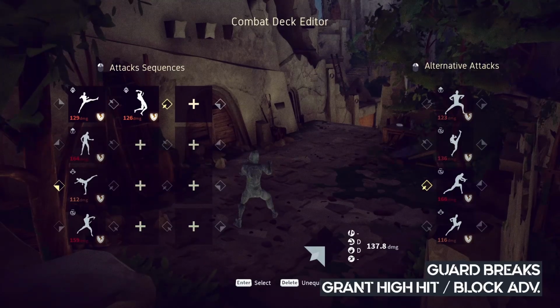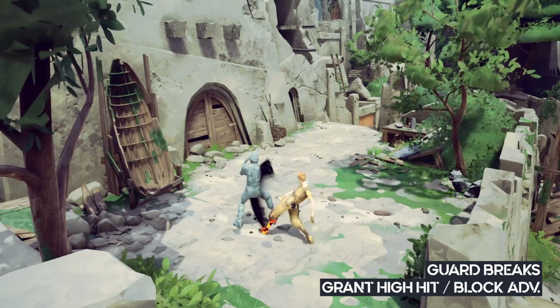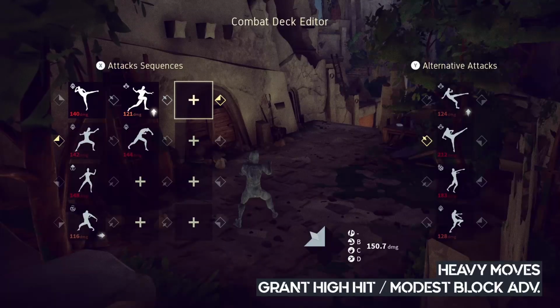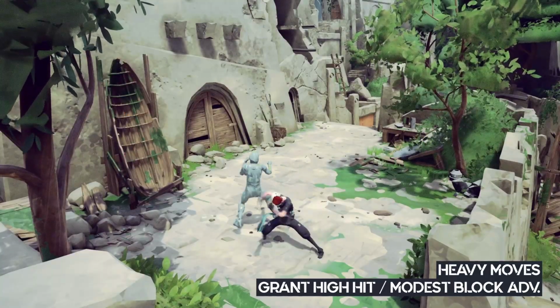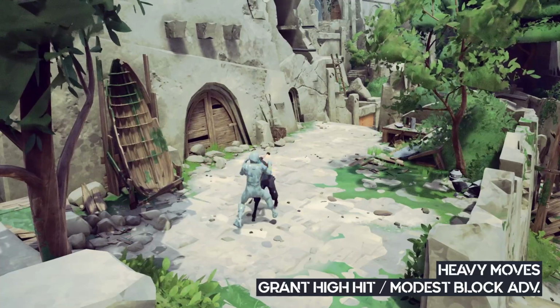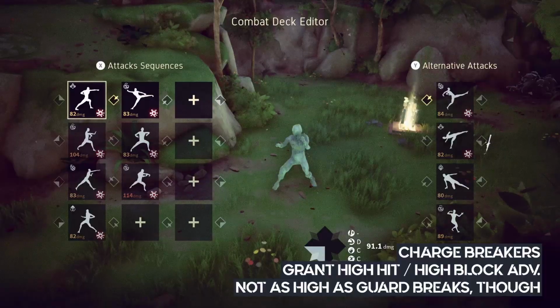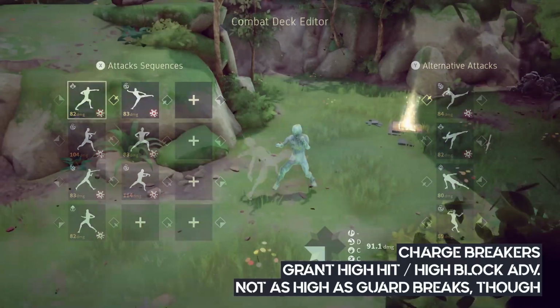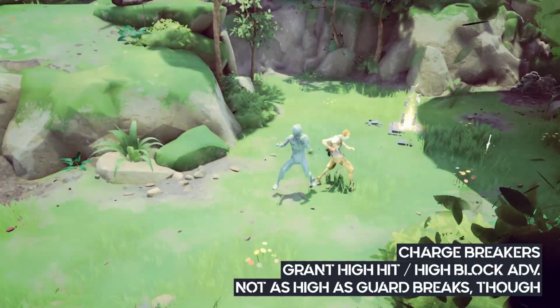Guard breaks grant the same hit and block stun. They're excellent tools for leading into heavier moves in a jab-safe way. Heavy moves generally grant a large advantage on hit and a modest advantage on block. Charge breakers grant generous hit and block advantage, but not as generous as guard breaks.